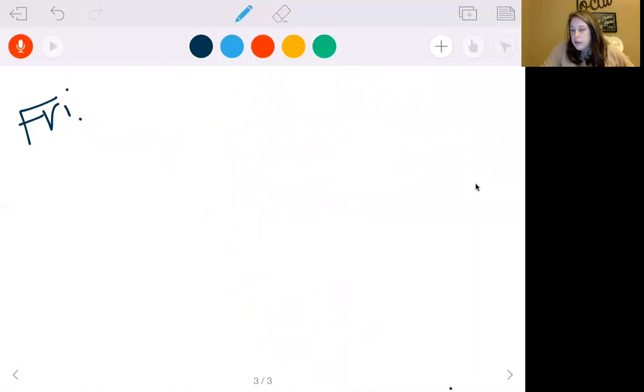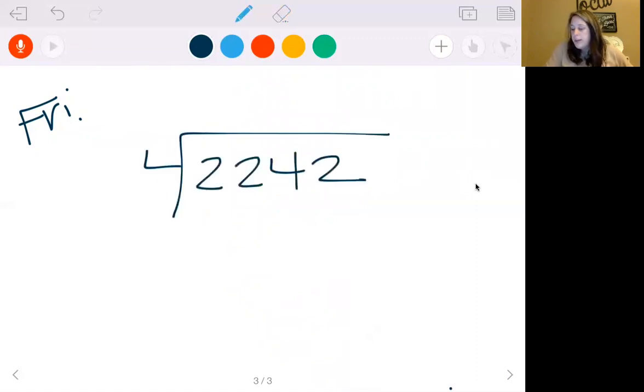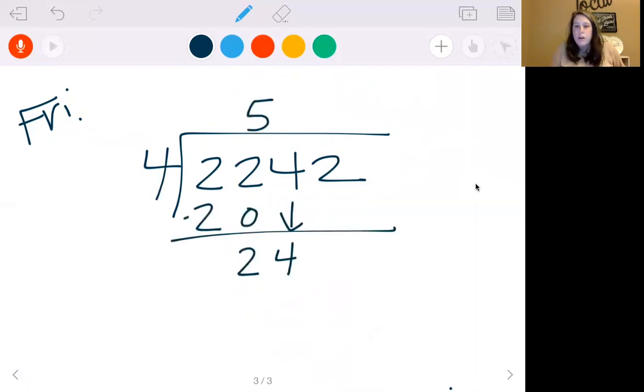Let's do 2242 divided by 4. 4 goes into 22 5 times. 5 times 4 is 20. 22 minus 20 is 2. Bring down the 4. 4 goes into 24 6 times. 6 times 4 is 24. 24 minus 24 is 0. Bring down the 2. 4 goes into 2 0 times. 4 times 0 is 0. 2 minus 0 is 2. So our answer is 560, remainder 2.